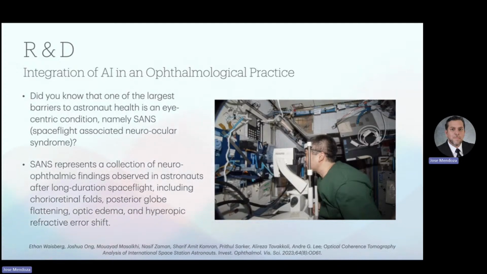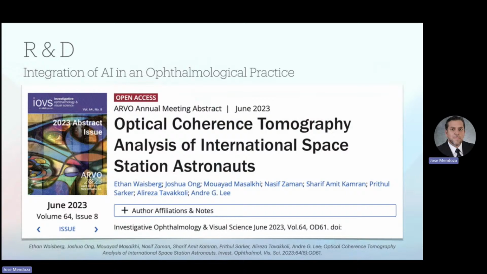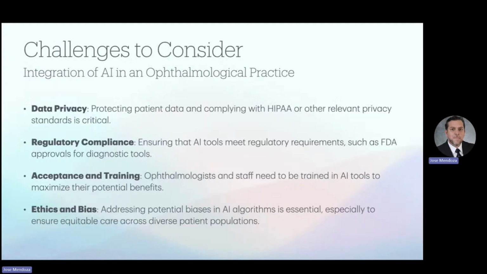So imagine mankind is planning to go to Mars. That is a 6-month trip in outer space. How this condition could worsen and how it will make it even more difficult for man to become an interplanetary species. It can be really, really important to address this. And using artificial intelligence and OCT, we're getting a lot of analysis in the International Space Station for these astronauts to try to get better outcomes and facilitate mankind becoming an interplanetary species.